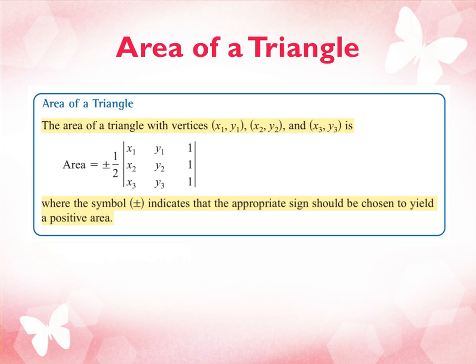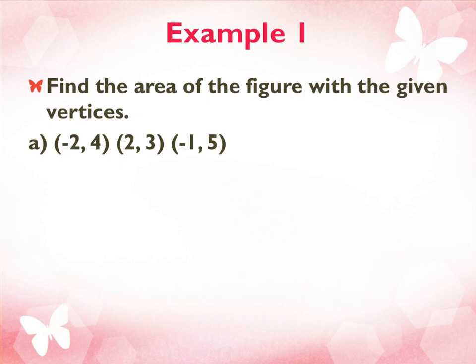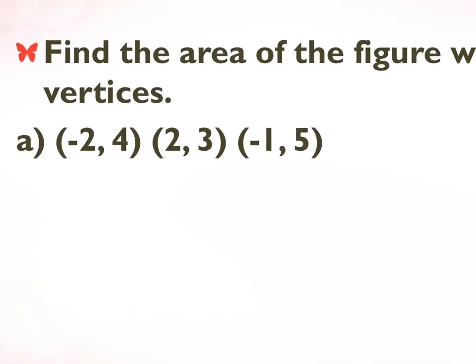So the question came up in the last class, does the order of the points matter? The answer is no. It doesn't matter in which order you put those points as long as the x and y stay together in the individual rows. So it could say something like this: find the area of the figure with the given vertices. This could be x1, y1, or this could be x1, y1. It doesn't matter as long as they match each other.